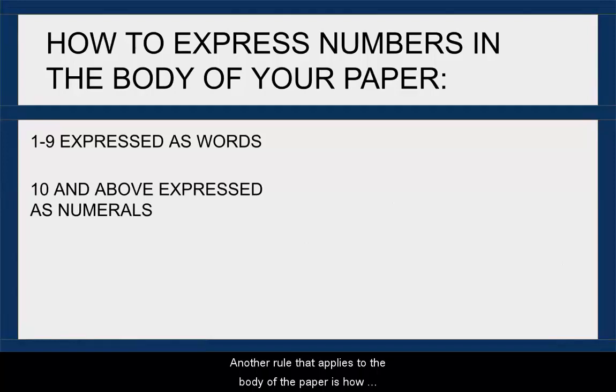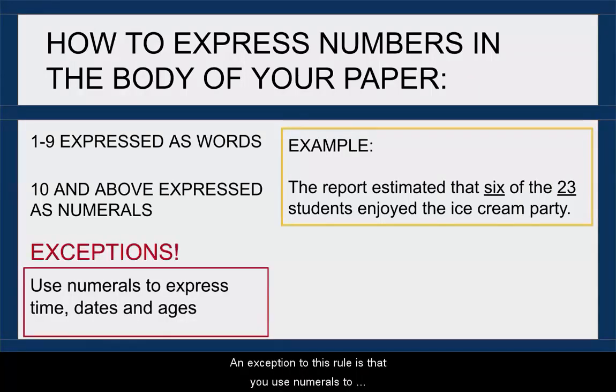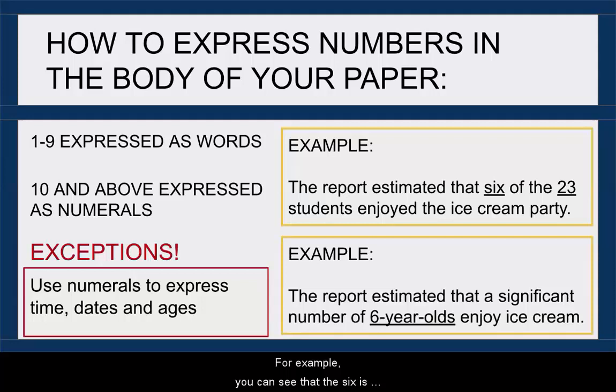Another rule that applies to the body of the paper is how to write numbers. The general rule is that 1 through 9 are expressed as words, and numbers 10 and above are expressed as numerals. So here you can see that the 6 is spelled out, while the 23 is written in numeral form. An exception to this rule is that you use numerals to express time, dates, and ages. For example, you can see that the 6 is spelled out since we are referring to an age group.